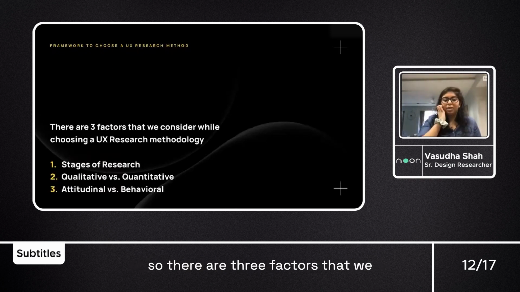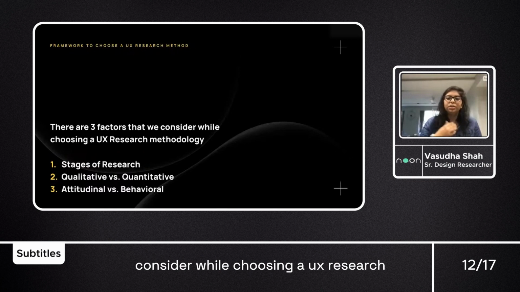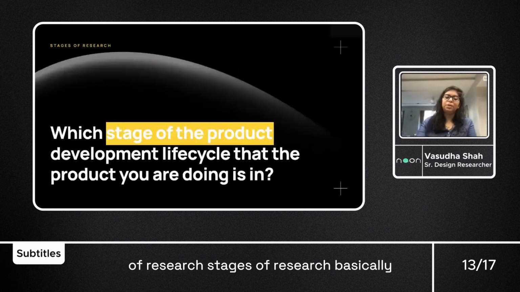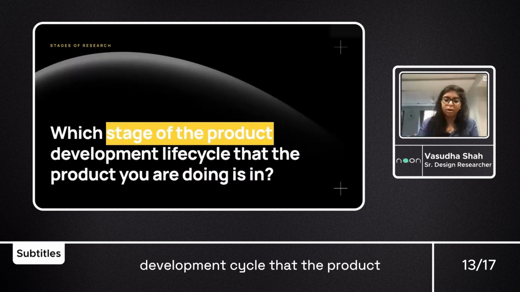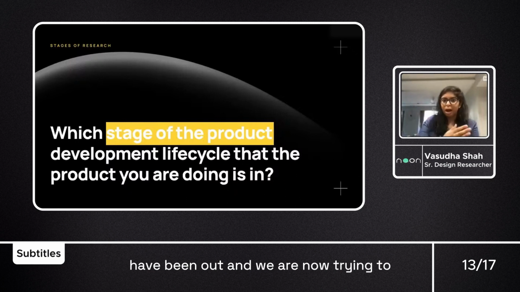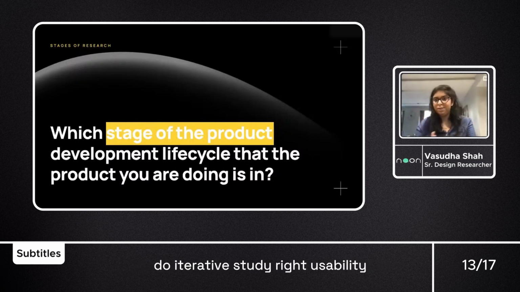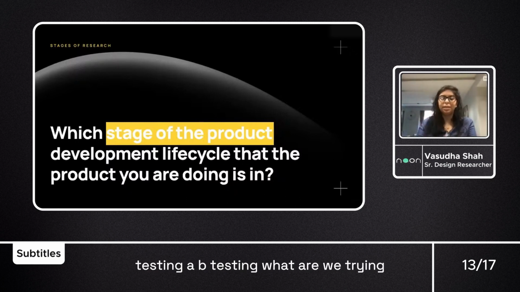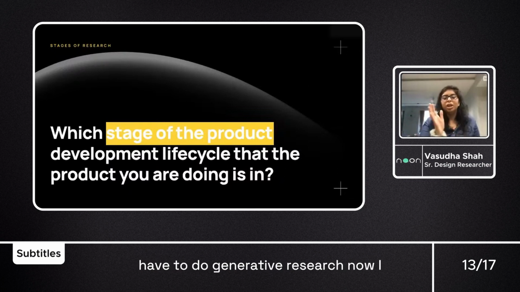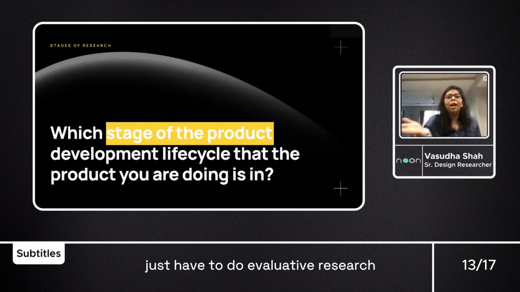So there are 3 factors that we consider while choosing a UX research methodology. So the first one is stages of research. Stages of research basically consists of which stage of the product development cycle the product you're doing it for is in. So have we already done any sort of research on this? I mean, have there already been designs that have been out and we are now trying to do an iterative study, right? Usability testing, A/B testing. What are we trying to do? Just trying to understand what stage of the research it is already in makes us understand I probably don't have to do generative research. Now I just have to do evaluative research.